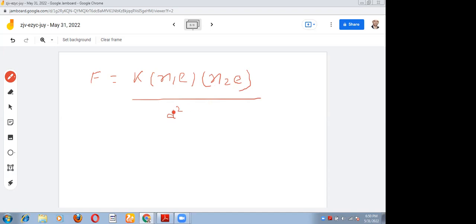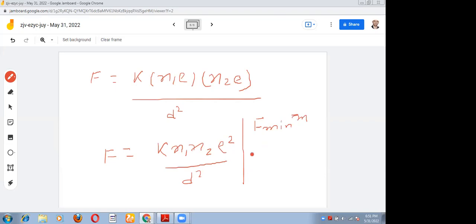So here I have written the value of Q1 and Q2, so that will become K N1 N2 E square upon D square, right? So this becomes the formula. Now the question says we have to find the minimum value, F minimum, correct?